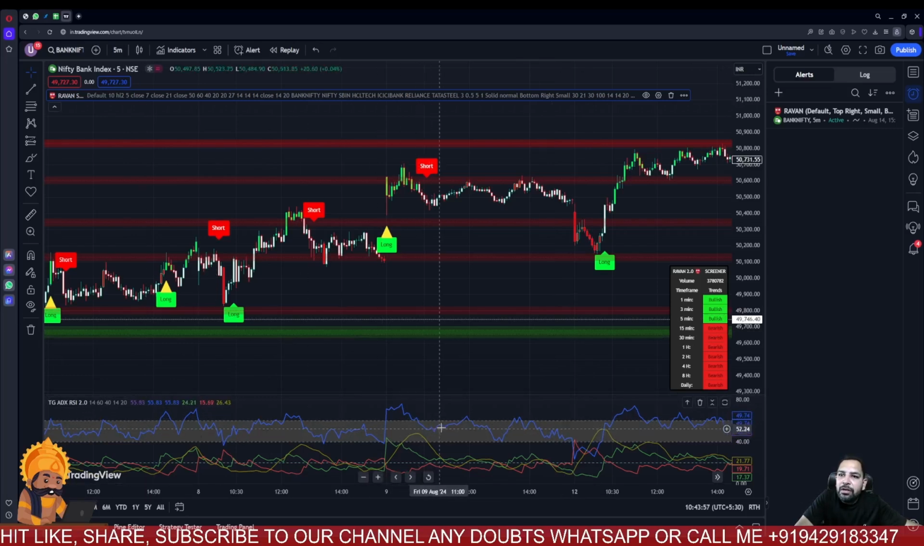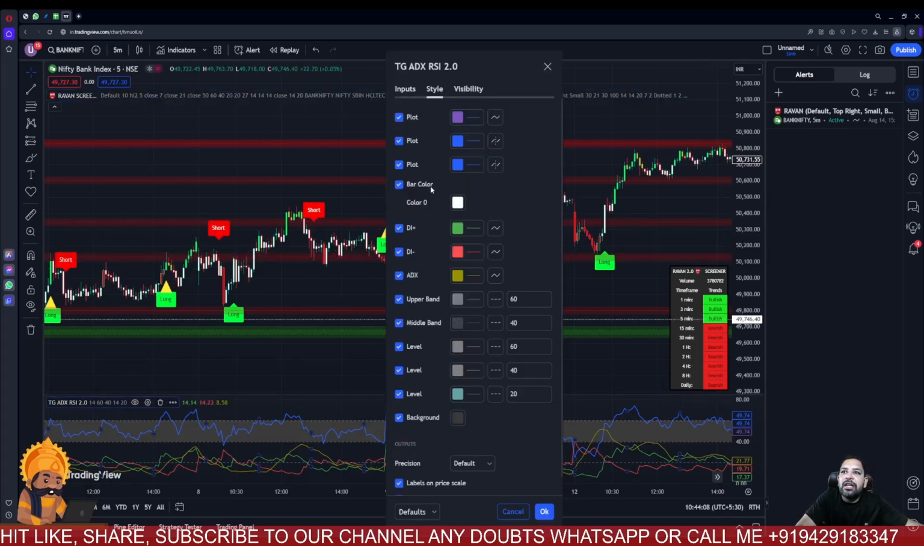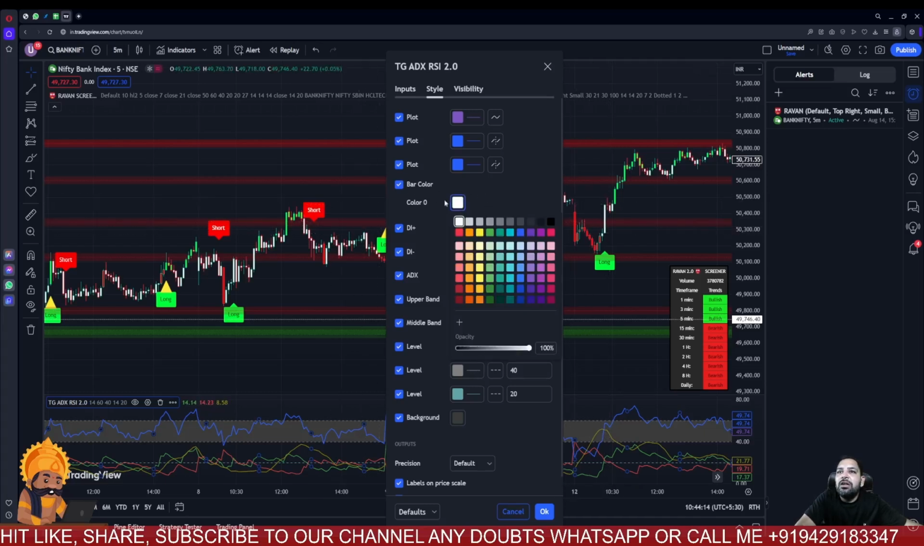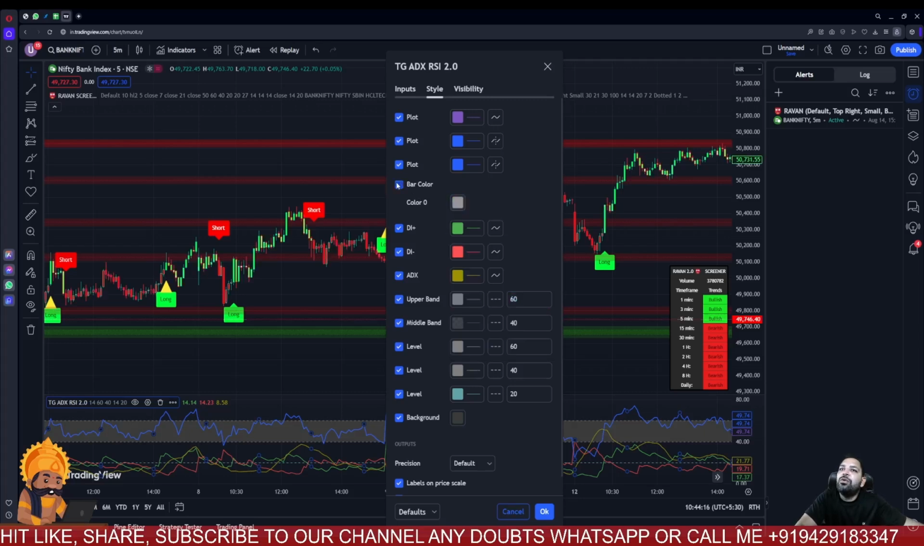Whenever this blue line goes in between this 60-40 zone, you will find white candles on the chart. If you want to change the color, you can go to the RSI indicator settings, go to the style section, and change this bar color option. If you do not want this white color, you can change it. If you do not want any color, you can just uncheck it and the color will be removed. Okay, I hope you understand this.